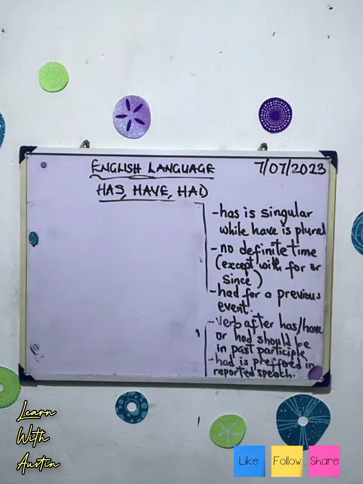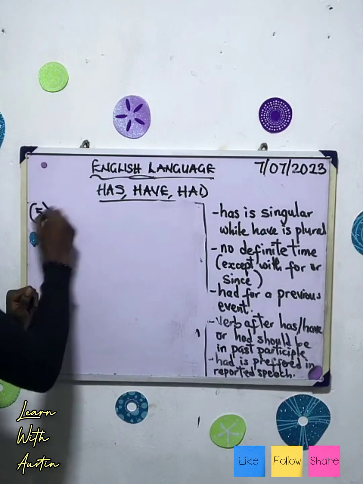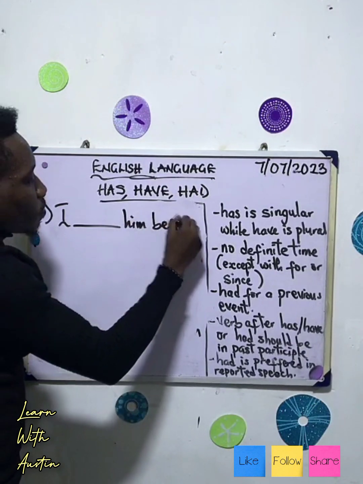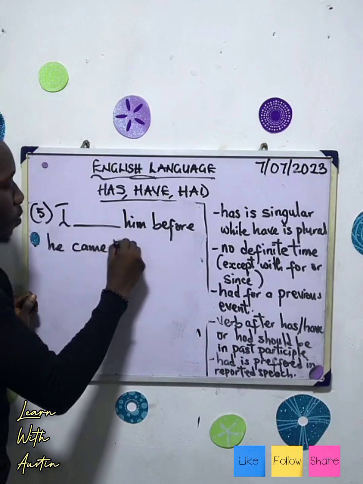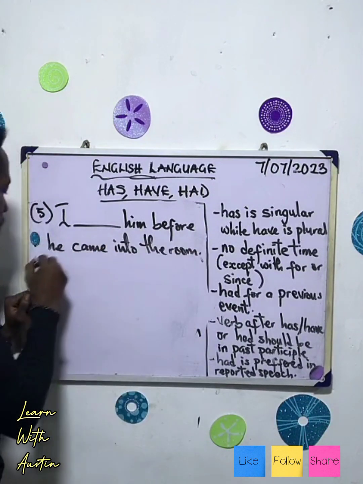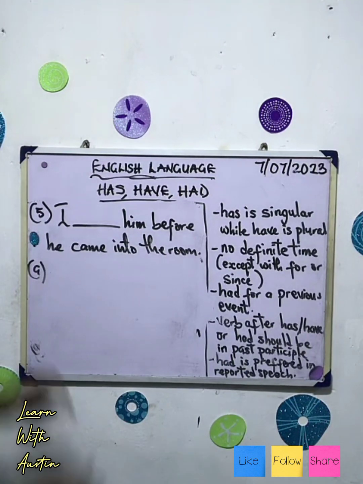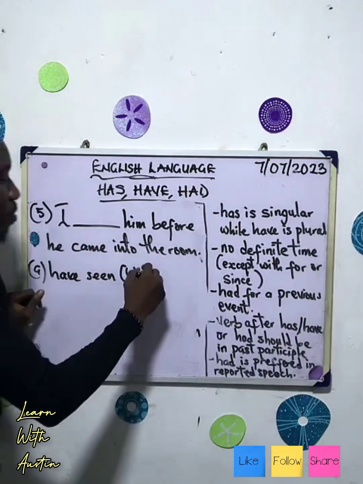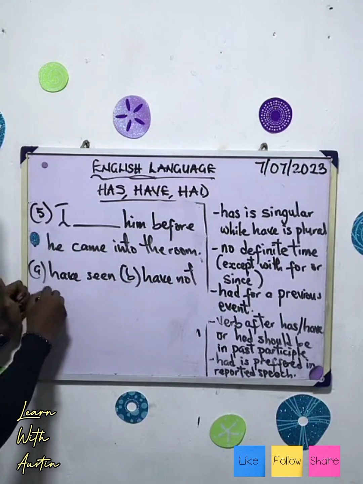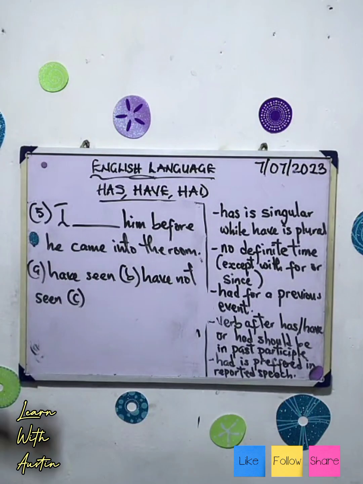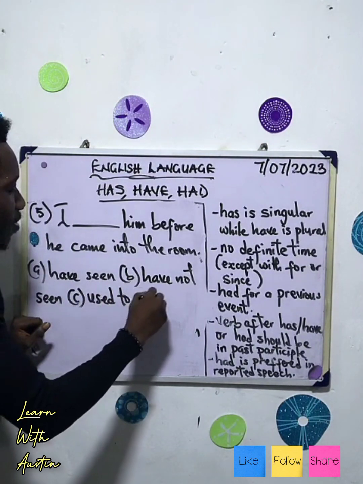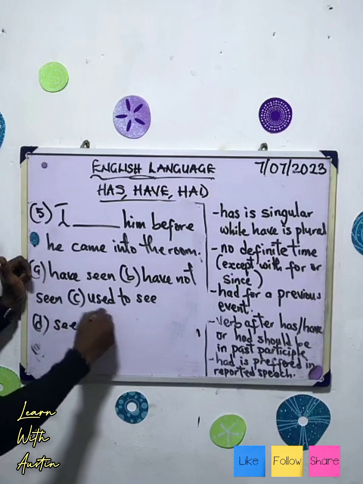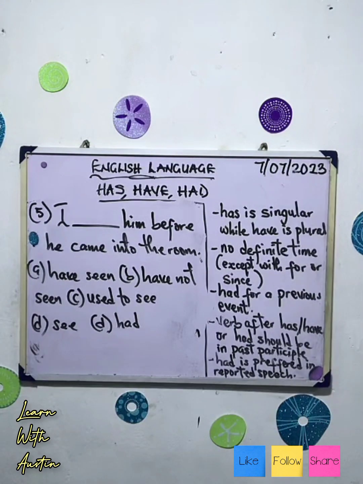The next one. Number 5. I dash him before he came into the room. A, I have seen him; B, I have not seen him; C, I used to see him; D, I see him; and E, I had him. Okay, so that's the question.